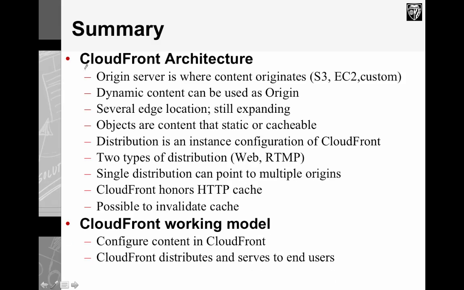In terms of CloudFront architecture, the origin server is where content originates. It can be an S3 bucket. It could be an EC2 load balancer backed up by several EC2 instances, or an EC2 instance running in the AWS infrastructure. It can also be a custom server running in the customer's premises. Dynamic content can be used as the origin. It doesn't have to be static S3 buckets. Several edge locations are there as part of CloudFront, and they are still expanding. Objects are really content that is static or cacheable, which is what makes it dynamic.